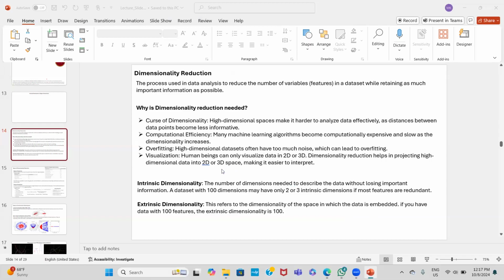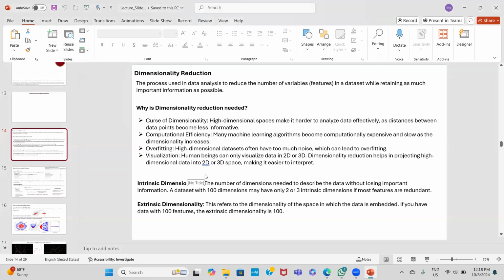We also have understood what intrinsic dimensionality is and what extrinsic dimensionality is, right? Most of the data or the information will be residing within 2 to 3 dimensions. Such kind of dimensions are called intrinsic dimensions. Whereas if you consider the whole dimensionality of the data set, we call that particular number the extrinsic dimensionality.